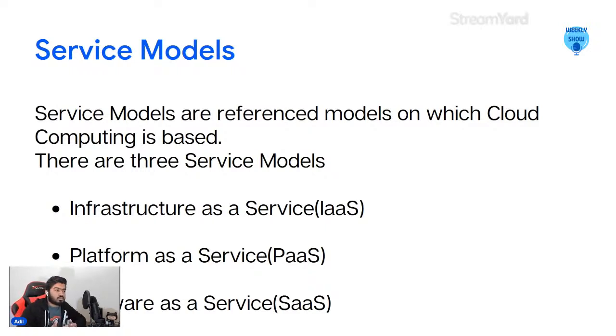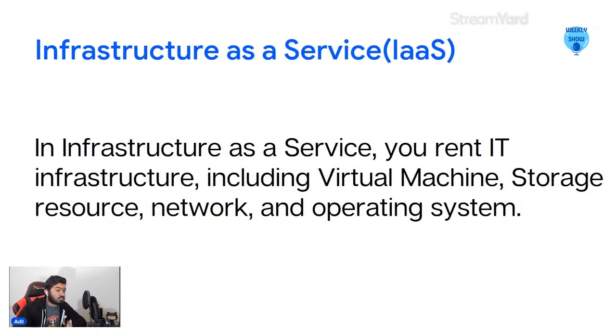Now let's focus on the service models. There are three service models. In some courses on the internet, you will see there are five models, with backend as a service and function as a service, which is also called serverless cloud computing. But most of the internet discusses these three models. So right now I will focus on three models, and I will also tell you about function as a service, serverless, in this session. Let's discuss infrastructure as a service.